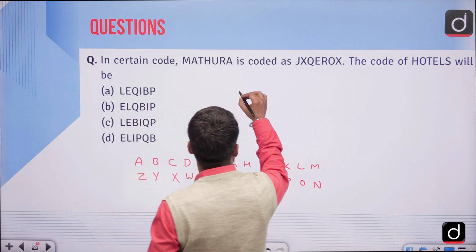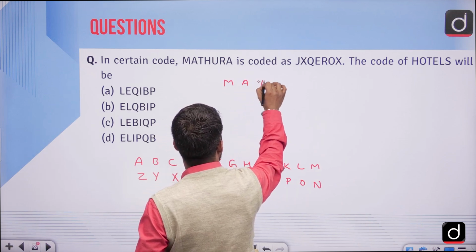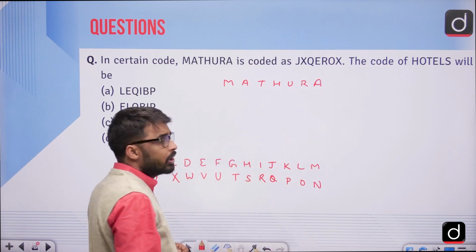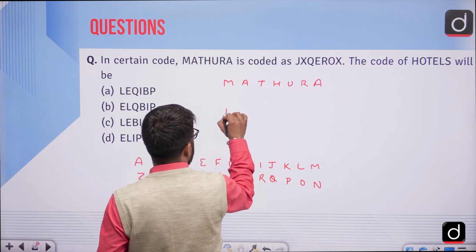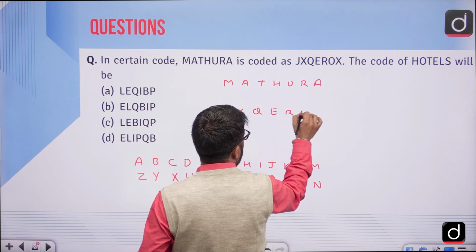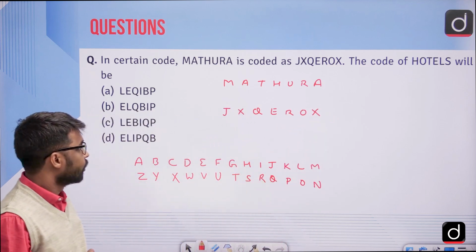In order to solve this question, first write the letters of your word, Mathura, and just below the letters of your word, write the letters of your code, which is J, X, Q, E, R, O. Correct.